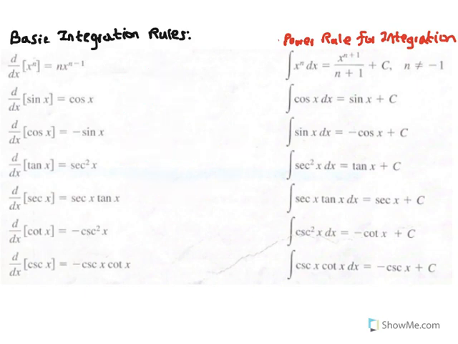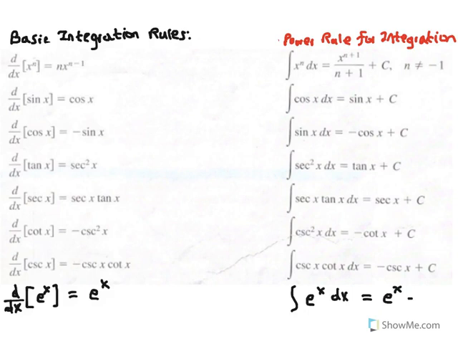We want to take a look at one more basic integration rule, and here we have the derivative with respect to x. This is the differentiation rule that we've known for a while now. If you have the natural exponential e to the x and you differentiate it, the derivative is also e to the x. And because of that, if you have the indefinite integral of e to the x with respect to x, the antiderivative will also be e to the x plus a constant of integration.